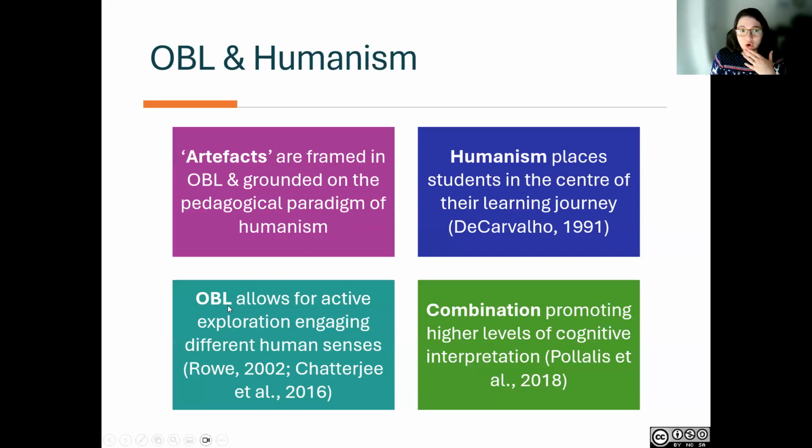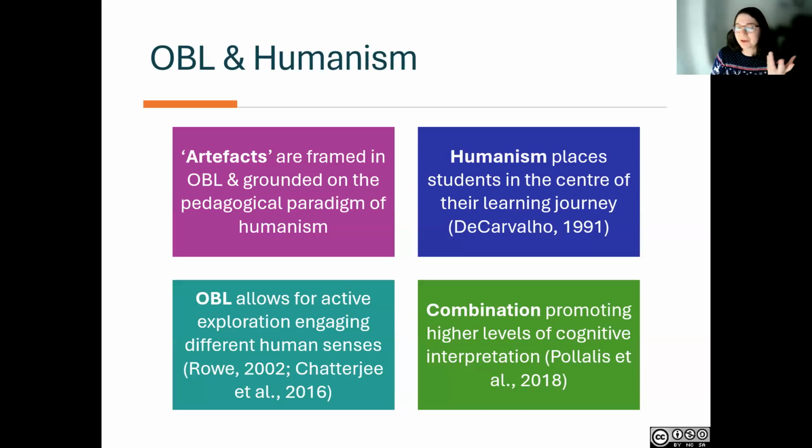On the other hand, the object-based learning allows for active exploration, engaging different human senses. This is one of the reasons why I was so keen to go and teach in Barcelona, because I wanted the students to engage the tactile element, the sense of smell. How does that book smell? Why does it smell like that? Why does it have this particular feel? Where did this come from? So not just engaging the visual and the auditory elements, but everything else as well, because that allows for that active immersion and exploration of what they're doing.